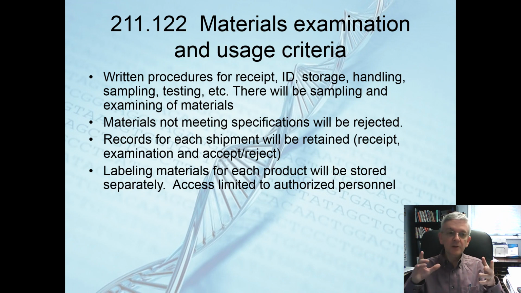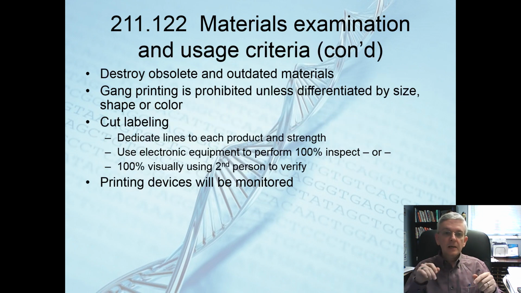Labeling materials include the labels that may go on it, cartons, inserts, anything along that line that has the product information on it is considered as labeling. Access to any of those areas for the labeling will be certainly controlled. It goes back earlier, we were talking about access control. Continuing on with that, destroy any obsolete or outdated materials.